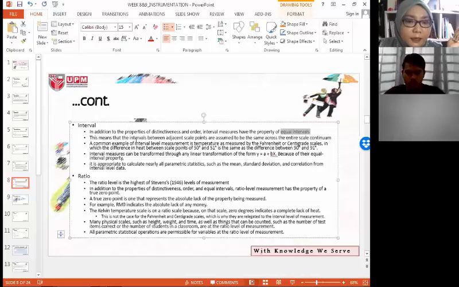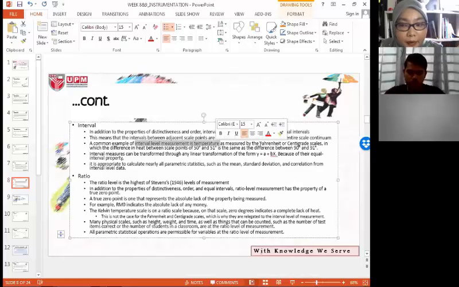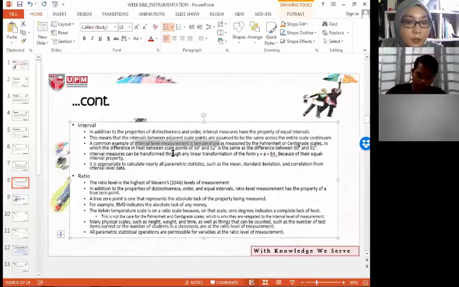Okay, so this means that the intervals between adjacent scale points are assumed to be the same across the entire scale continuum. Okay, a common example of interval level measurement is temperature. As measured by Fahrenheit or centigrade scales, in which the difference in heat between scale points of 50 degree Fahrenheit and 51 Fahrenheit is the same as the difference between 90 Fahrenheit and 91 Fahrenheit. Okay, and then interval measures can be transformed through any linear transformation of the form y equals a plus bx because of their equal interval property. Okay, and then it is appropriate to calculate nearly all parametric statistics such as mean, standard deviation and correlation from interval level data.